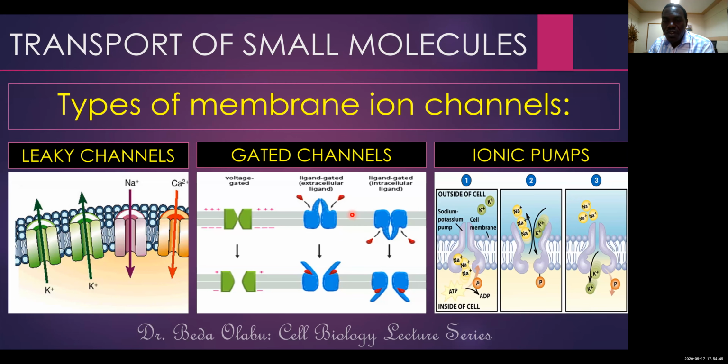3 categories of ion channels. Leaky channels are always open, so they'll allow molecules to just diffuse along their concentration gradient. Gated channels are usually closed, but they can be opened through a trigger. Can be voltage, can be chemical messenger, can be mechanical disturbance. Ionic pumps transport molecules against their concentration gradient using energy. These are types of active transport mechanisms.